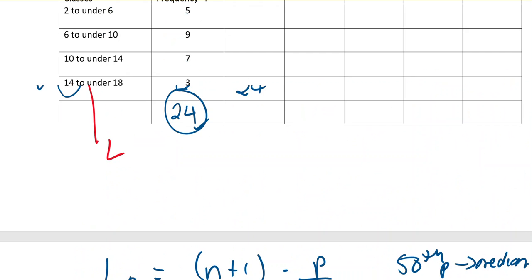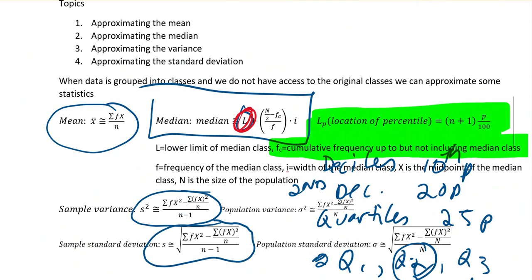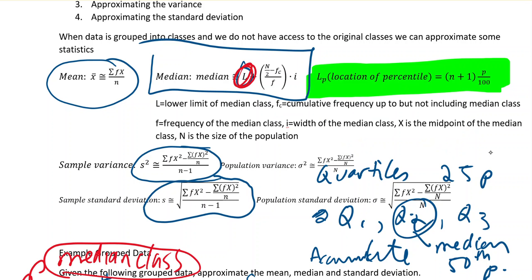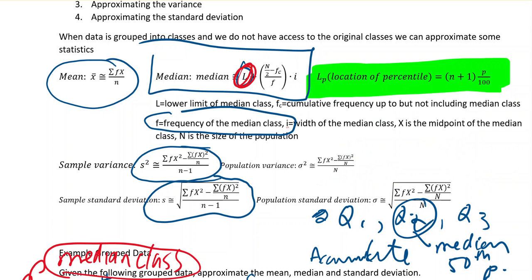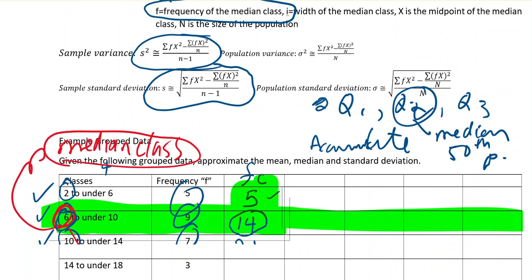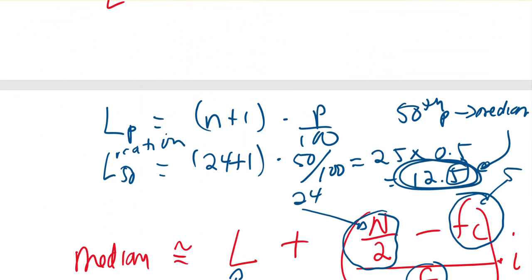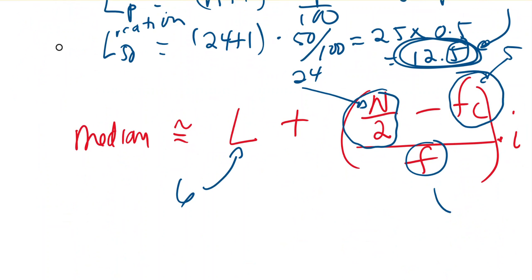Now we need to find F. F is the frequency of the median class. So let me erase some of this. The frequency of the median class is F. So I know the median class is 6 to 10. The frequency is 9. This is just F. So now I know what this is: 9.